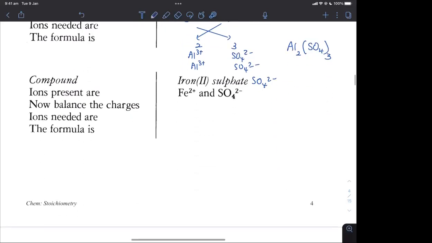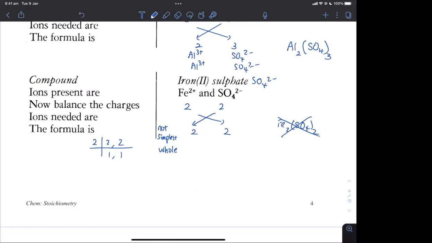I did say there was the last one, but I should probably show you this one because this is interesting. You do not write Fe2(SO4)2, that is wrong, because these are not the simplest whole number ratio. When you do LCM, the LCM of 2 and 2 is basically 2. So you just need 1 of these and 1 of these, because the simplest whole number ratio is divisible by 2. Plus 2 will cancel out minus 2, which is why the formula of iron(II) sulfate is FeSO4 and not the one that looks like that.